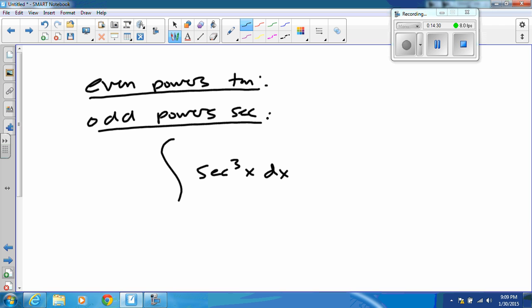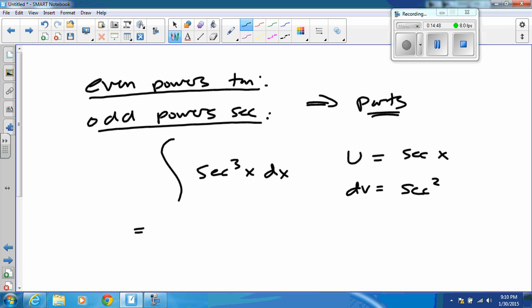This is sort of like the case we had where we had even powers of both sine and cosine before. And this is a good example of this. I have an odd power of secant, and I have tangent to the 0, which is an even number. The way I'm going to handle it is with parts. I'm going to integrate by parts, letting u equal secant x and dv be secant squared x dx. We actually did this integral before when we did parts, but it's worth doing a second time.